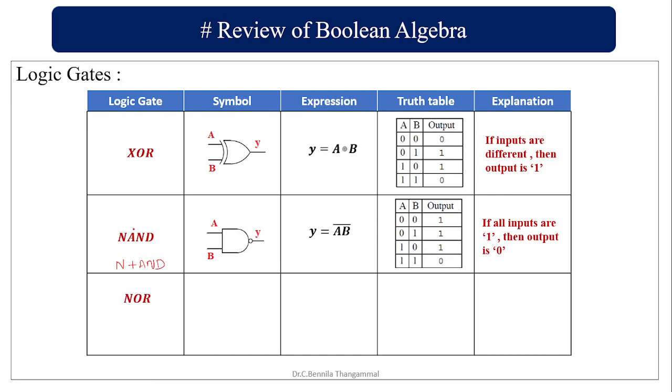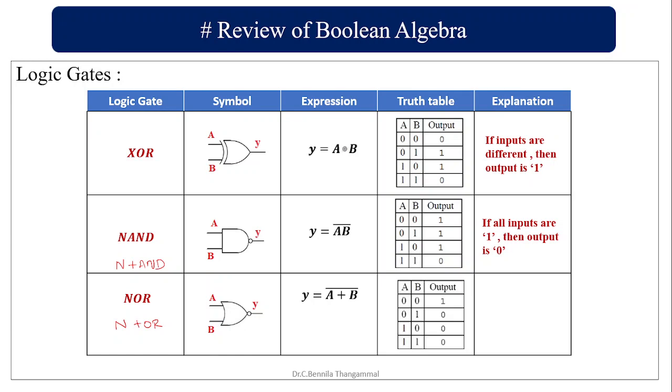Next is your NOR. NOR is nothing but the combination of your NOT gate and then your OR gate. So here I hope you can guess your symbol. So this is your NOT as well as your OR. So Y is equal to A plus B whole bar, and then 0 0, 0 bar is 1. So I can say that if both my inputs are 0, output is 1. For all other inputs, the output is 0.